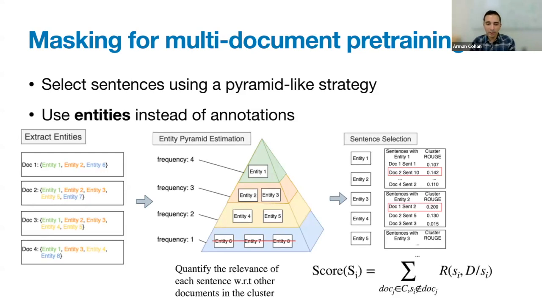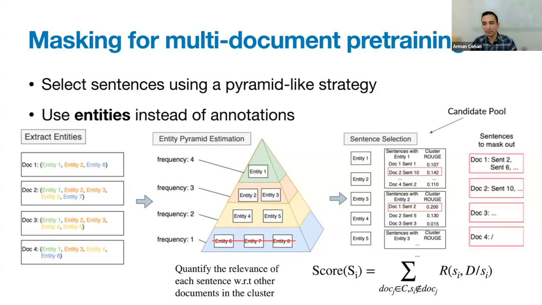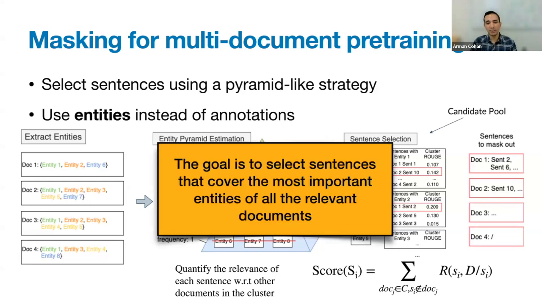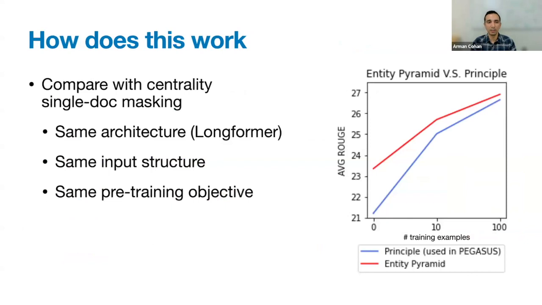And then we quantify the relevance of each sentence with respect to other documents in the cluster. And based on this, we start selecting sentences iteratively until we reach the context length of the model. And this is basically our masking strategy. So the high-level goal is, again, to select sentences that cover the most important entities of all relevant documents and encourage the model to look into other documents in the cluster when it is recovering information from one single document.